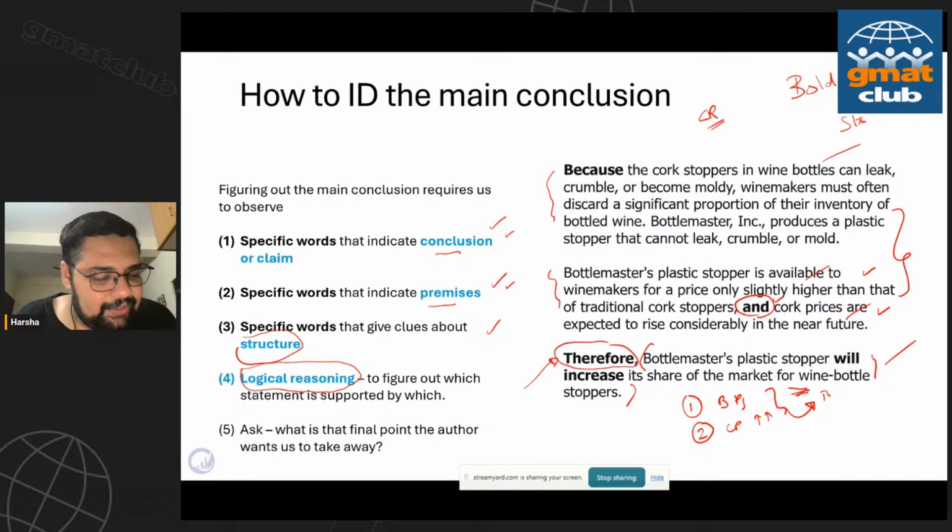So sometimes you can't rely on any of these words. You will have to absolutely do logical reasoning. And of course, we're going to do quite a few exercises just to drive this point home. At the end of the day, when you think about the conclusion, always ask, what's that final point? What's that final thing the author is trying to sell me? What is that final thing the author wants to convince me of? What is that final thing the author wants me to take away from having read this argument? When you think about that, often you'll immediately spot the conclusion.